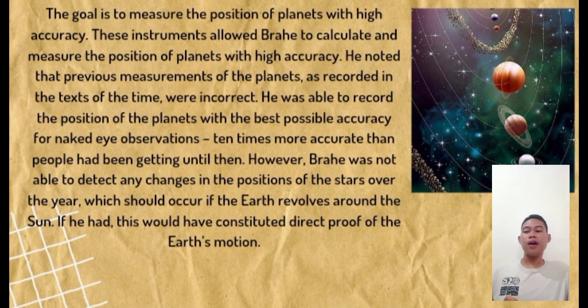However, Brahe was not able to detect any changes in the positions of the stars over the year, which should occur if the Earth revolves around the Sun. If he had, this should have constituted direct proof of the Earth's motion.